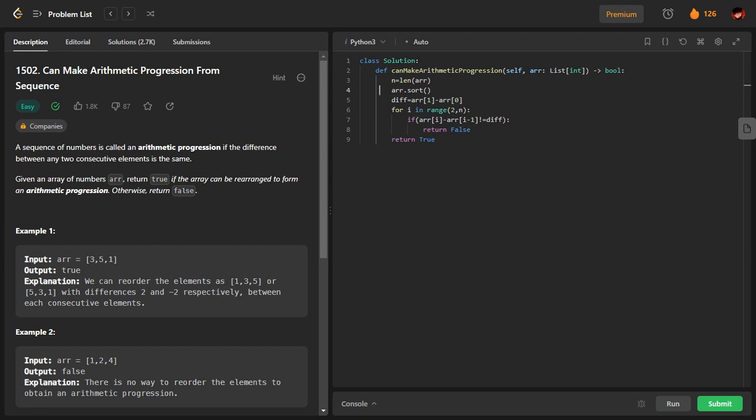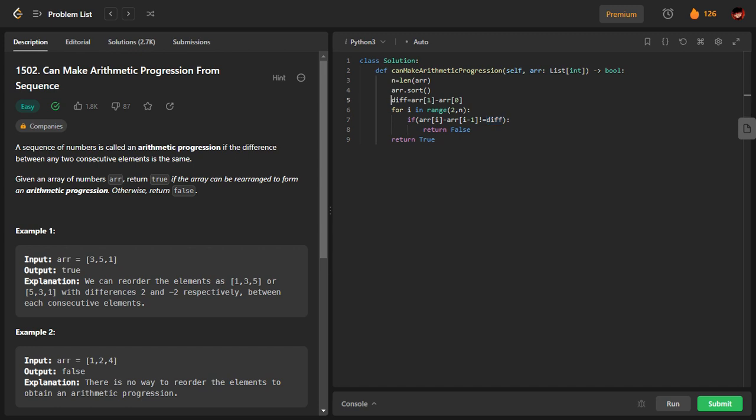First, I have taken n, which is the length of the given input. We'll sort the input given to us. We'll find the difference of the first two elements, that is index 1 and index 0. Then we will start from the second index onwards till the last element. From the second index onwards, we'll find the difference of the current element and its previous element, and check whether it is equal or not equal to this difference.